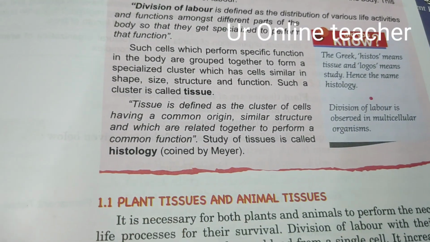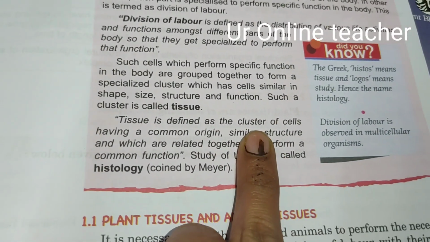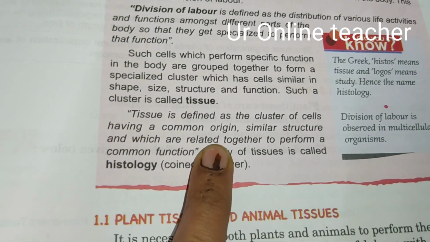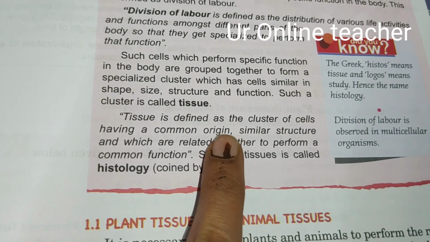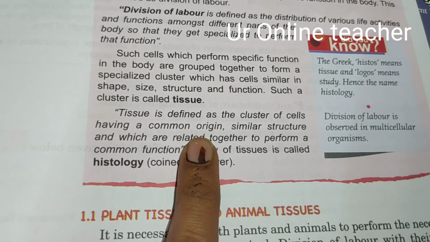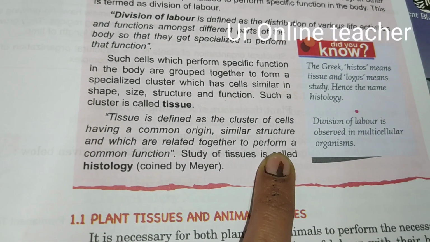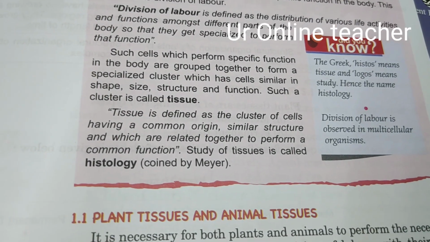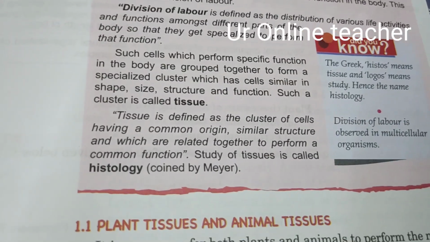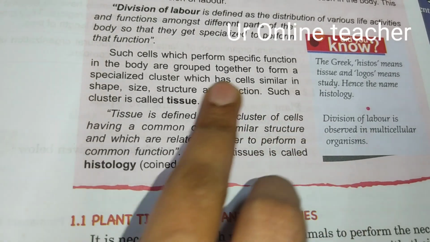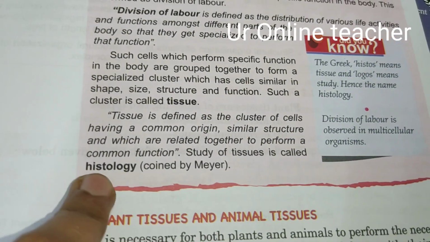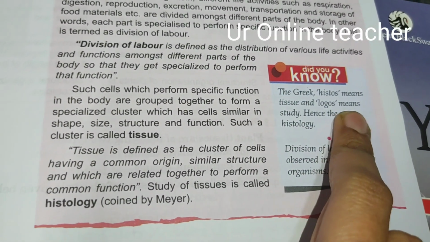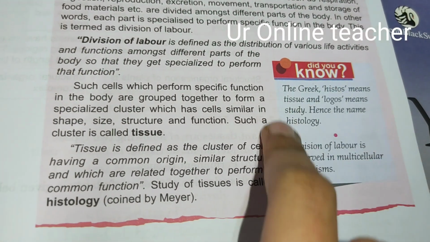So, we can define tissue like this. A tissue is defined as a cluster of cells, a group of cells having a common origin, meaning born from the same source, and similar structure, and they are related together to perform a common function. One common function they will perform. The study of tissues is called histology. Histos means tissues, and logos means study. So it means the study of tissues.